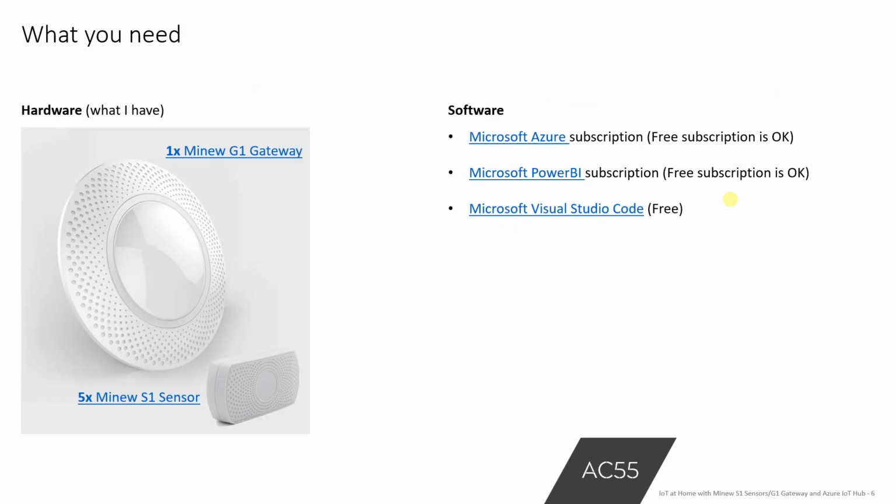If you want to replicate what we're doing here in this tutorial, you'll need one G1 Gateway from Minew and 5 S1 sensors from Minew. So that's what we have on the hardware side. On the software side, we'll be using Microsoft Azure, and you can do everything I show here with a free subscription. We'll also be using Microsoft Visual Studio Code, which is again free, and we'll be using two extensions to Visual Studio Code. One is called Azure Account, and the other one is called Azure IoT Hub. I'll show you where you can find both of them.